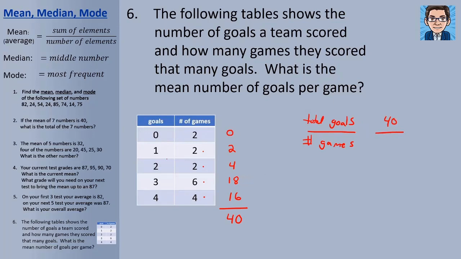Now let's see how many games we had. So we just need to add up the number of games. 2, 2, 2, 6, and 4 is going to get us 16 total games. So now we can take 40 divided by 16 and get 2.5 is our average goals per game.